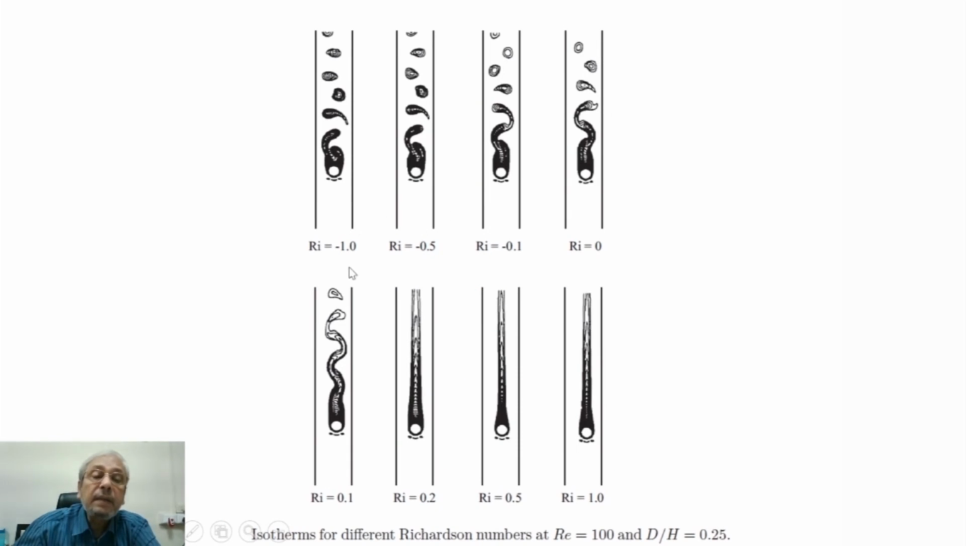You can see here for different Richardson numbers, these are negative Richardson numbers, up to Richardson number 0, we can see vortex shedding is taking place. Even at Richardson number 0.1, we can see shedding is taking place. But from Richardson number 0.2 onwards, that means 0.2, 0.5, 1, etc., we can see the vortex shedding is no longer there, right? Vortex shedding stops.